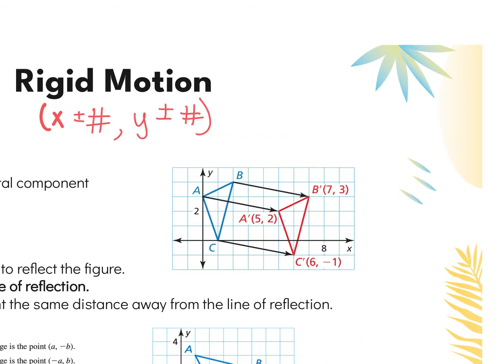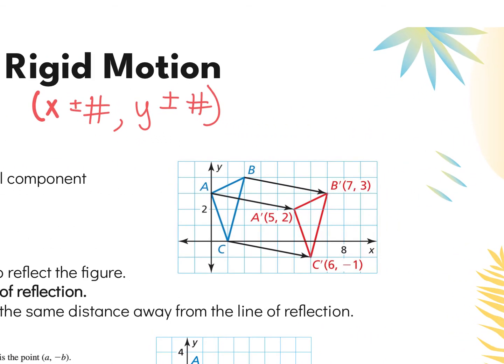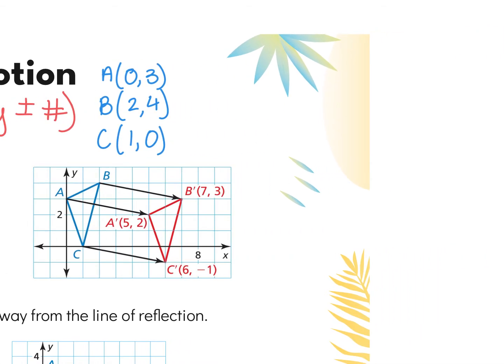So we're just going to go ahead and do this as an example. Looking at this graph, I'm starting with my pre-image, which is the one in blue. So writing down the coordinates, A is 0, 3. B is 2, 4. C is going to be 1, 0. Okay, so that is the coordinates of my first one.